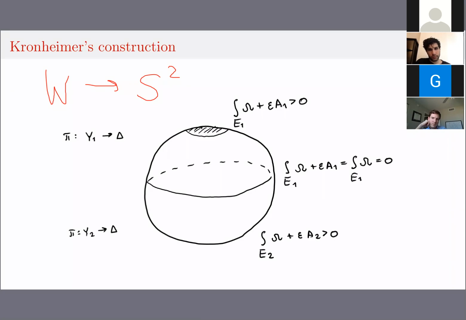And near the South Pole, you have a similar picture, but for the curve E2, the curve that arises from the other contraction. So again, you have a different perturbation there, A2. So Y1 and Y2 are symmetric. Any construction you do for Y1, you can also do for Y2.